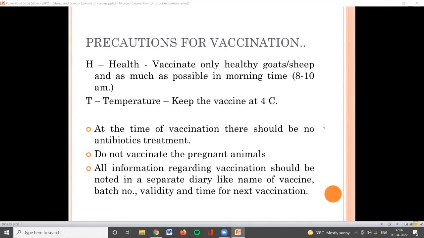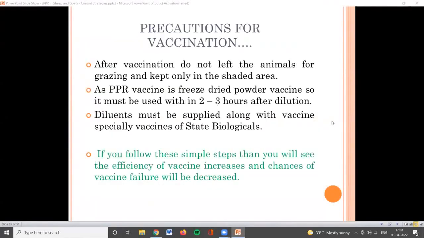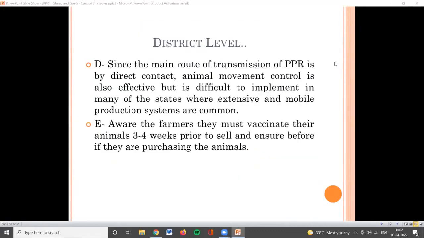All information regarding vaccination should be noted in a separate diary, noting the name of the vaccine, batch number, validity, and time for the next vaccination. After vaccination, we should not let the animals go for grazing. They should be kept in a shaded area. If veterinarians follow these simple steps, then the efficiency of the vaccine increases and the chances of vaccine failure will be much lower. So animal movement control is very important for the effective control of PPR.